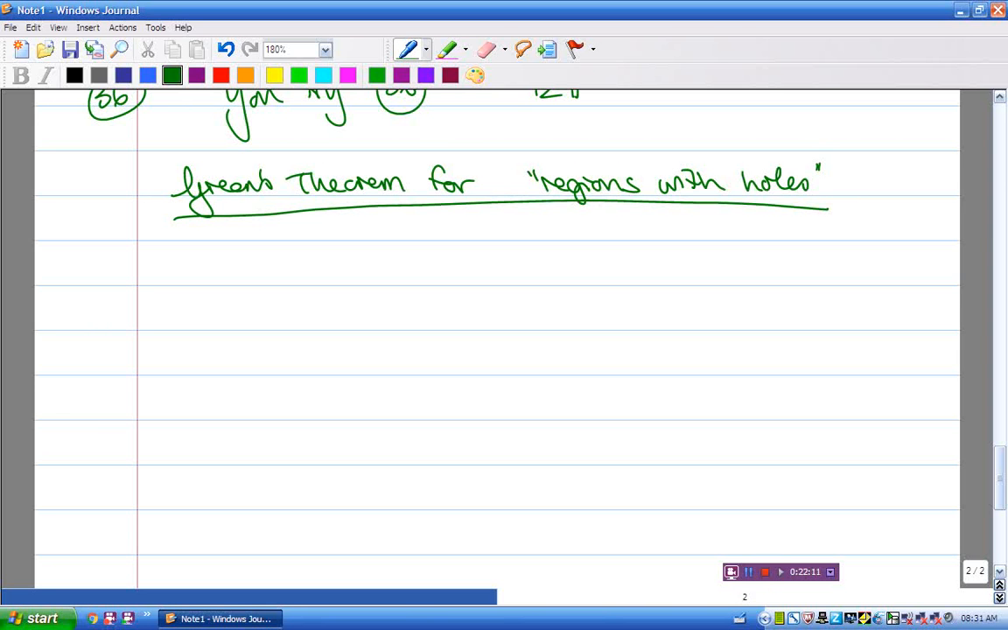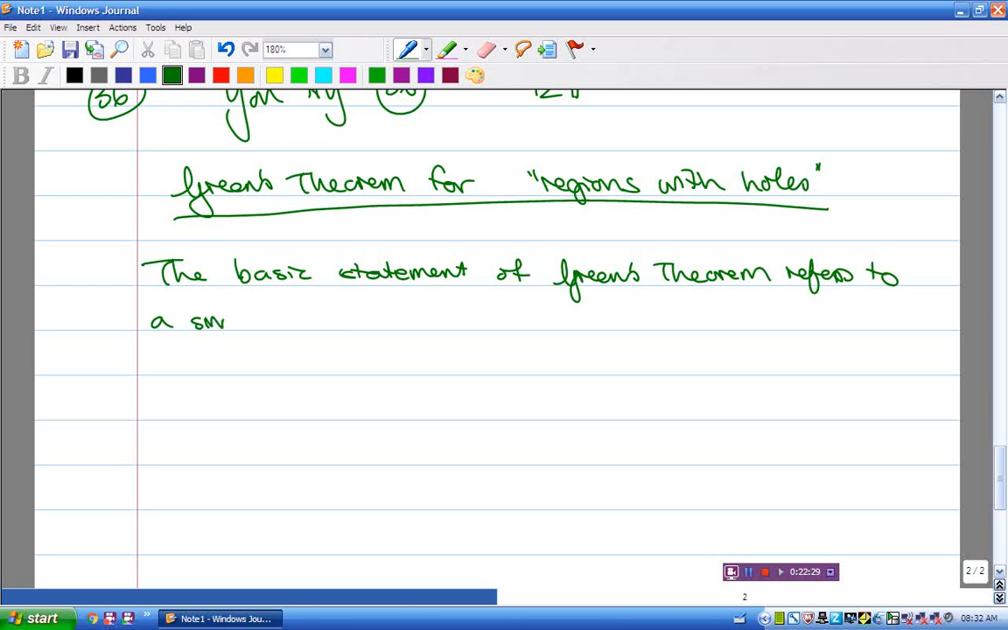Okay. The basic statement of Green's theorem refers to a simple closed curve which forms the boundary of a simply connected region.